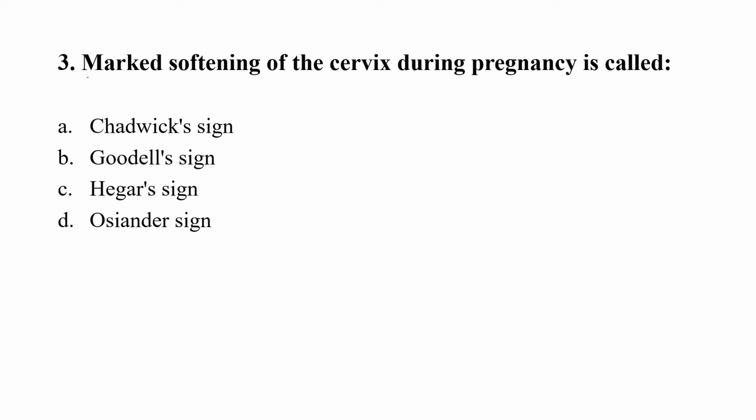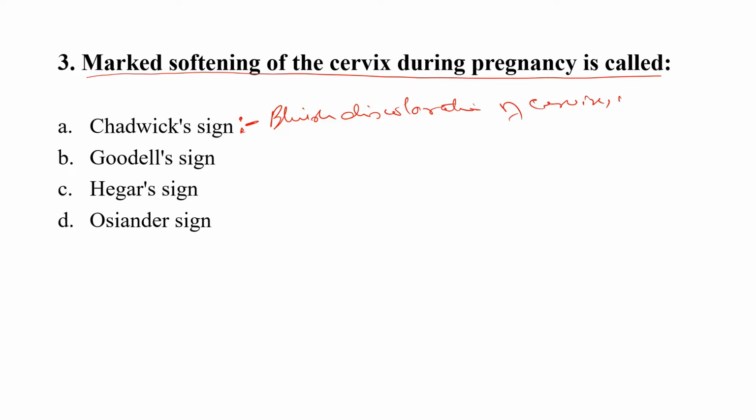Question number 3. Marked softening of cervix during pregnancy is called option A, Chadwick sign, option B, Goodell sign, option C, Hegar sign, option D, Osiander sign. Option A, Chadwick sign, is an early sign of pregnancy characterized by bluish discoloration of the cervix, vagina, and vulva, and this happens at around 8 weeks of pregnancy.